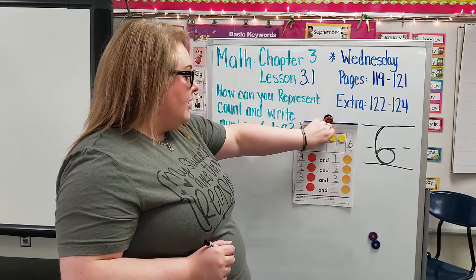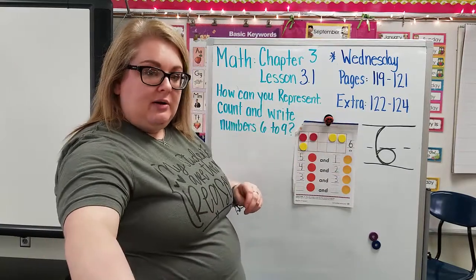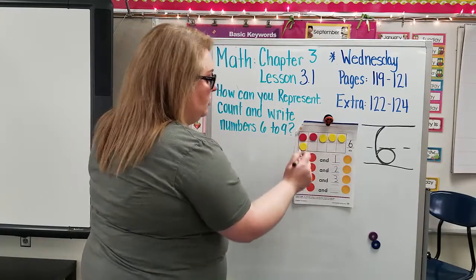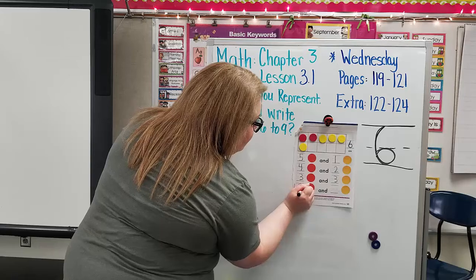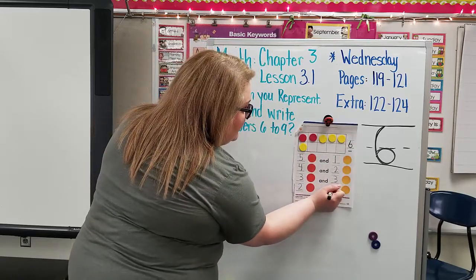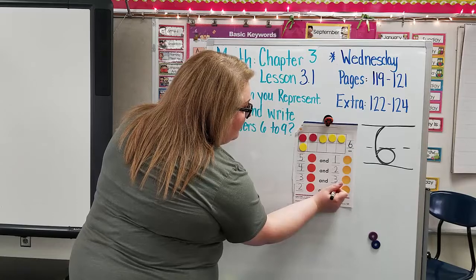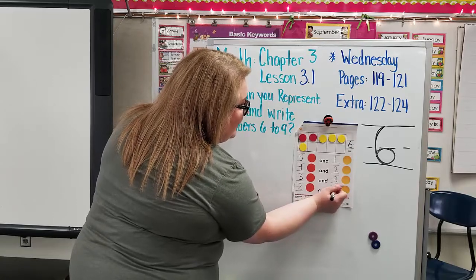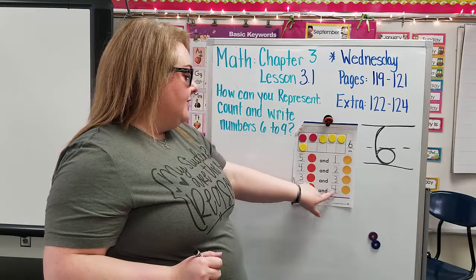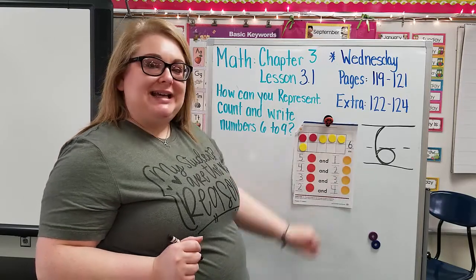Take 1 more red off. I'm going to add another yellow on. Let's see how many reds. 1, 2 reds. And we have 1, 2, 3, 4 yellows. Slide down, curve it up, slide down, slide to the right, cut it in 2. So 2 red and 4 yellow make 6.